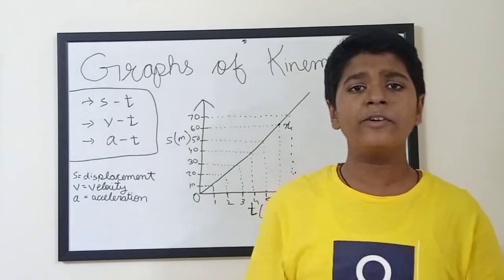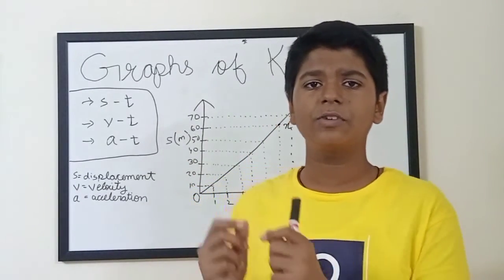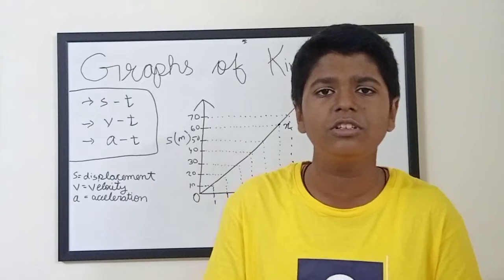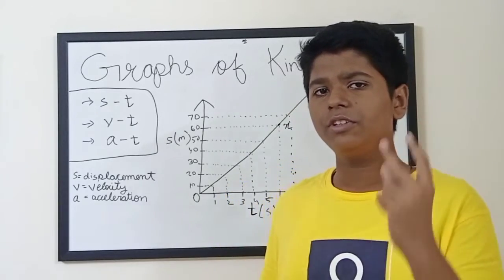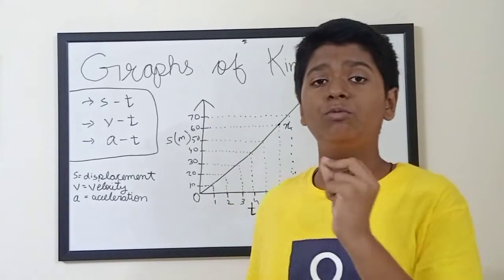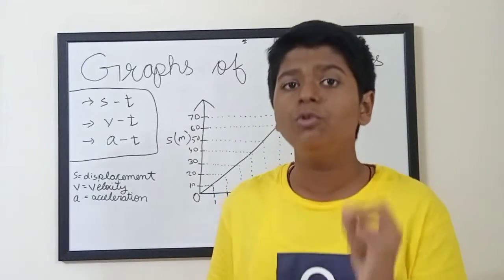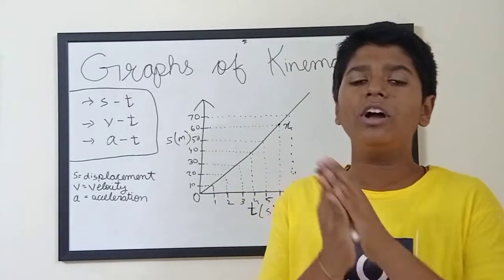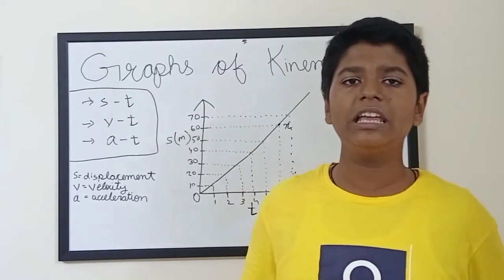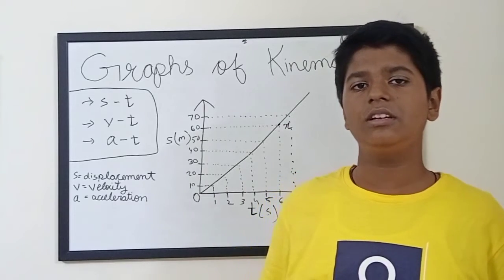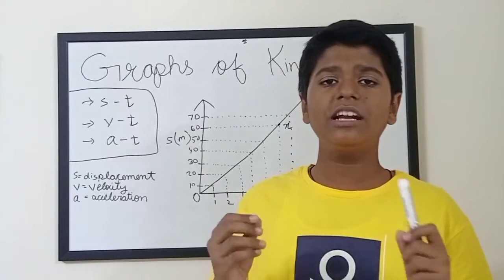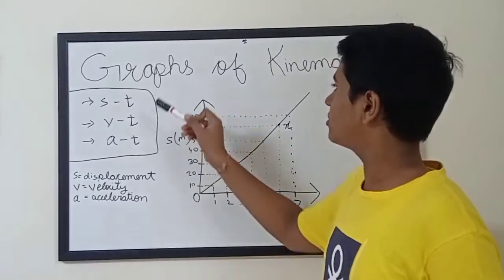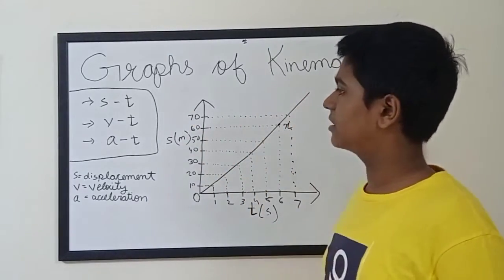In this video, we are going to understand graphs of kinematics, which is actually part 2 of the chapter Motion in One Dimension. And if you have not watched part 1 of the chapter, then you can click on the link given in the description box below. So let us start with the chapter graphs of kinematics.